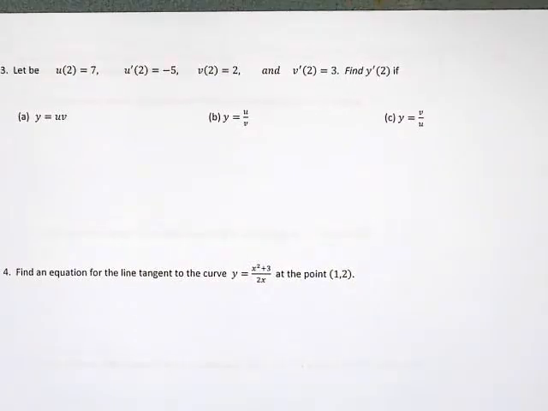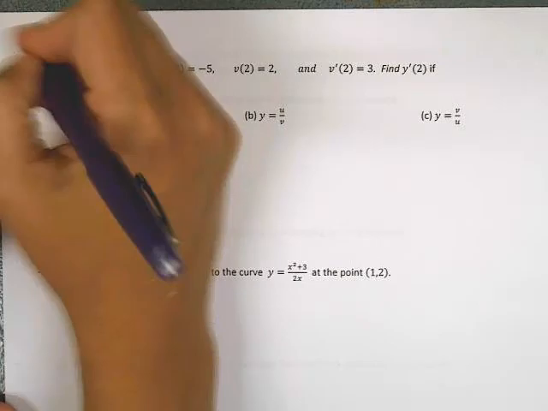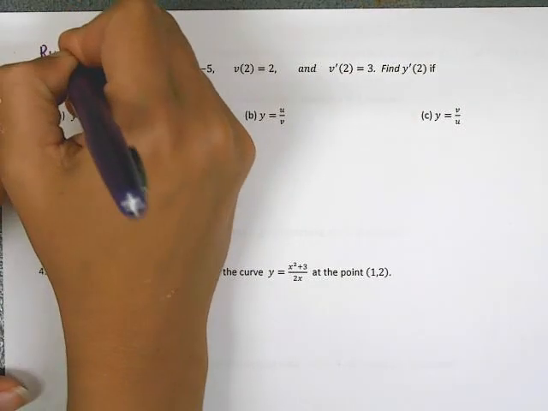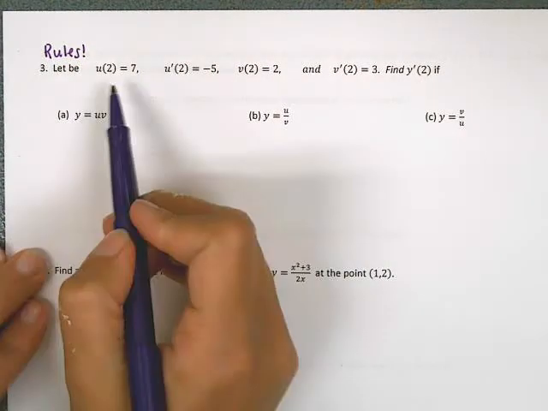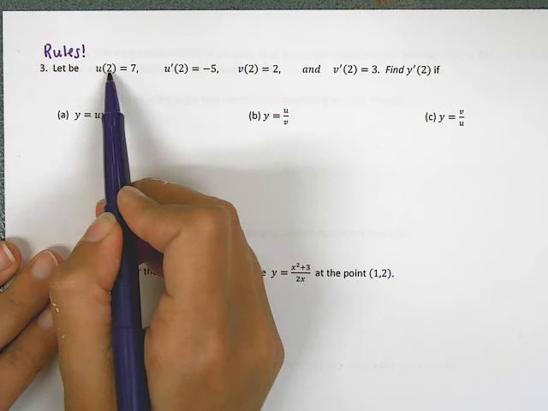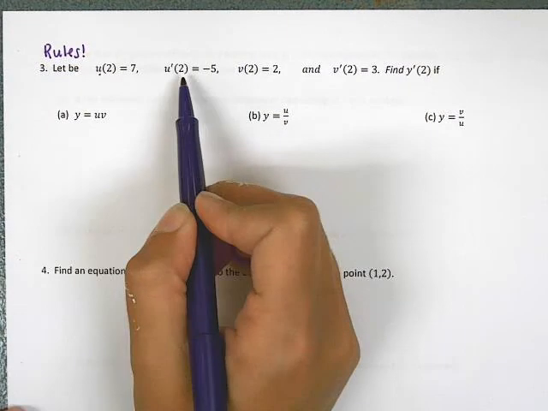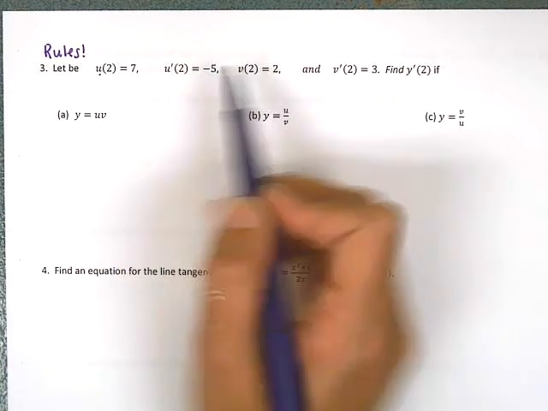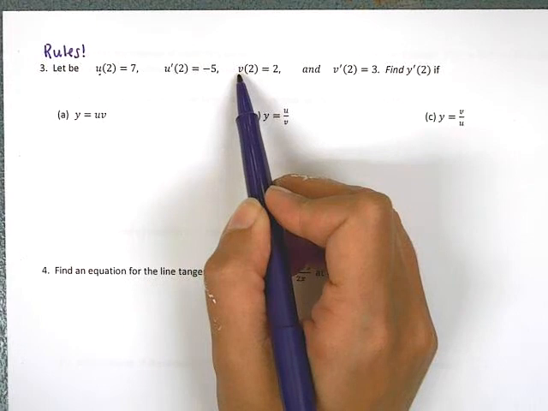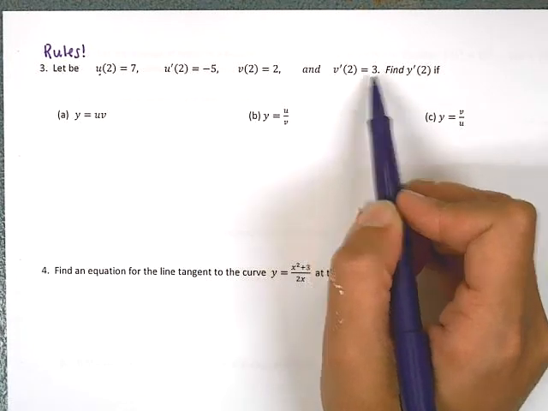The next type of question the AP test loves to ask you is rules questions. I call this a rules question because it's going to make you use the rules for derivatives without actually taking a derivative. So, it says here the regular x value of 2, if you take a 2 and you plug it into u's function, you get 7. If you take a 2 and you plug it into the derivative of u, you get negative 5. If you take a 2 and you plug it into v, you get 2. And if you take a 2 and plug it into v prime, the derivative, you get 3.